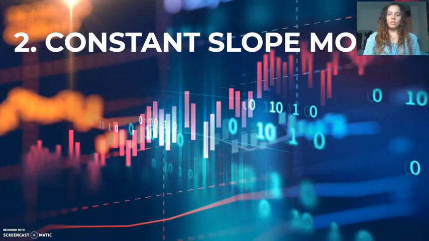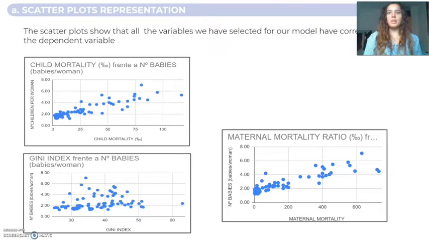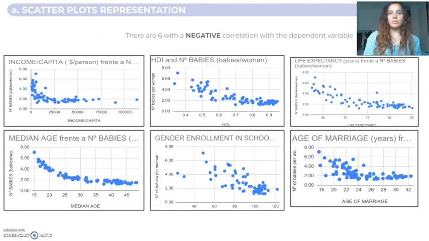We are going to start with the constant slope model. According to the data we obtained through online research, we could design the following scatter plots graphs, which will show the relations between the number of babies per woman with each of the independent variables we have selected. On the one hand, we see that there are 3 scatter plots in which the independent variables are positively correlated with the dependent one. On the other hand, we observe that most of the scatter plots have a negative correlation.